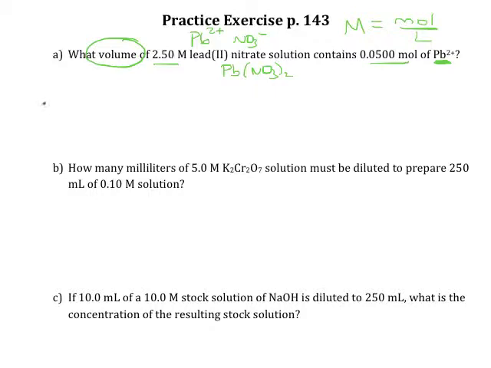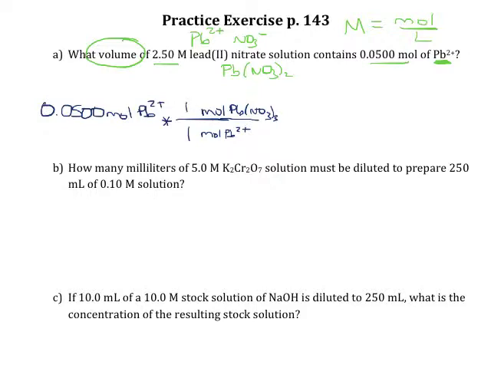So we're going to start with the 0.0500 moles of Pb2 positive. I need to stop talking about moles of just the Pb2 positive and start talking about moles of the entire compound, since that's what the solution is made out of. So I need to know the relationship between moles of lead 2 positive and moles of this entire lead 2 nitrate solution, and it turns out it's just a 1-to-1 ratio, because as we could tell from the formula, there's only 1 lead for this entire molecule.